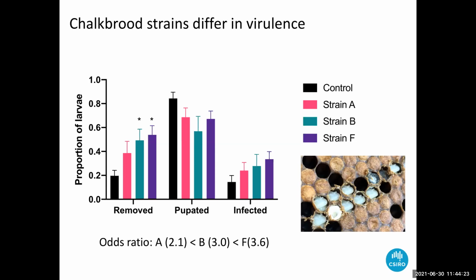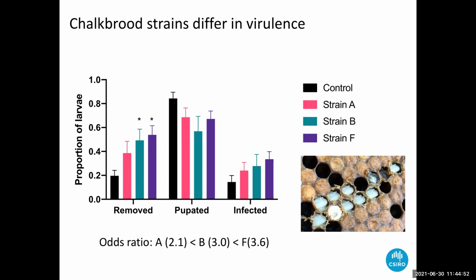This experiment was done in early 2020, right in between the summer bushfires with smoke blanketing Canberra and followed by COVID lockdowns a few months later. So we feel pretty lucky to have this data. What we found was that more larvae were hygienically removed when infected by strains B and F, and there was a similar trend for high larval infections for strains B and F.